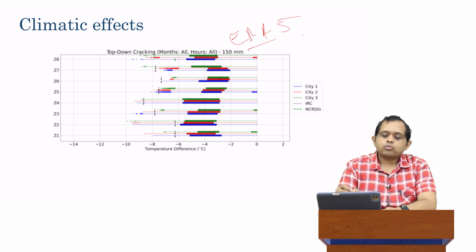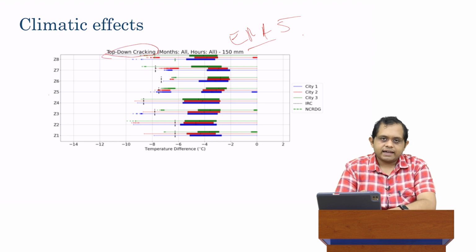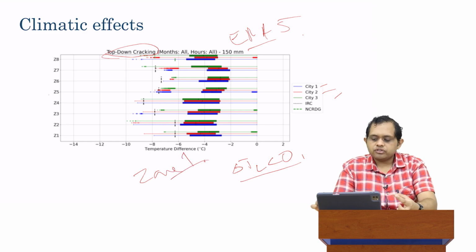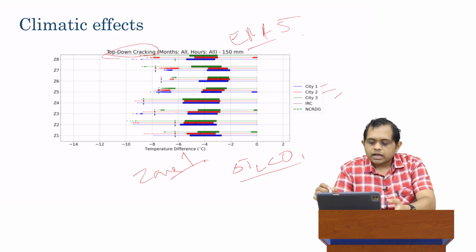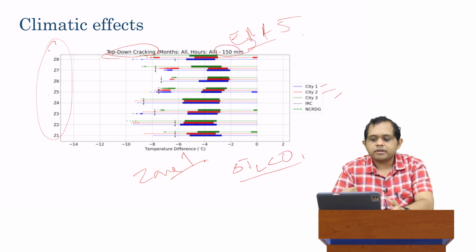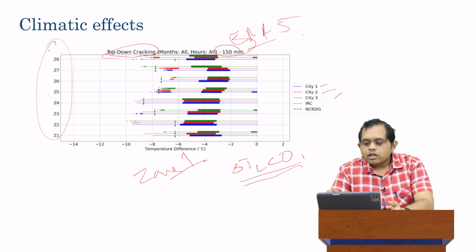So what we're looking for is the temperature differences for top-down cracking for the entire period of analysis. Here again, we're looking at those cases where delta TL is less than 0. Now for each of these cities, we were looking at a particular zone. I think this was zone 7, if I'm right. But for each of these zones, from zone 1 to zone 8, we took 3 of those cities and did the analysis. This is for a 150 mm thick pavement, and we calculated the delta TL value when it's less than 0. This is the distribution.